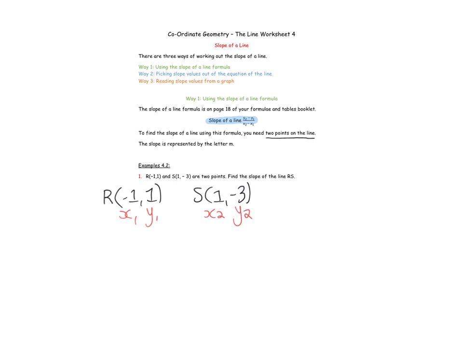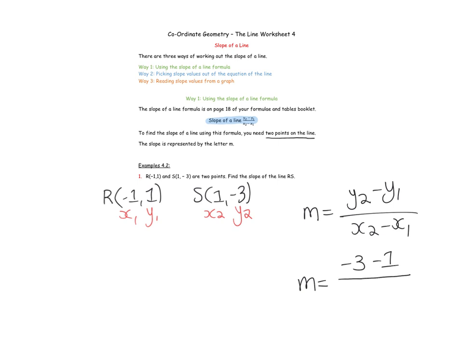Then we have the slope formula. m is equal to y2 minus y1 over x2 minus x1. So we just fill it in. m is equal to y2, which is -3, minus y1, which is 1, and all of that is over x2, which is 1, minus x1, which is -1. When you pop that in your calculator, you're going to get that m is equal to -2.